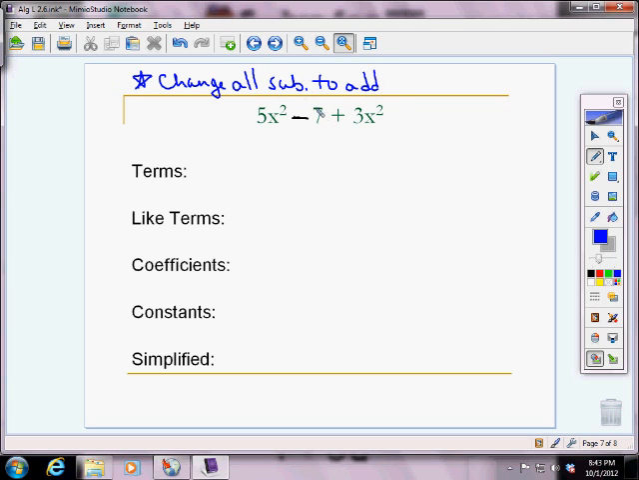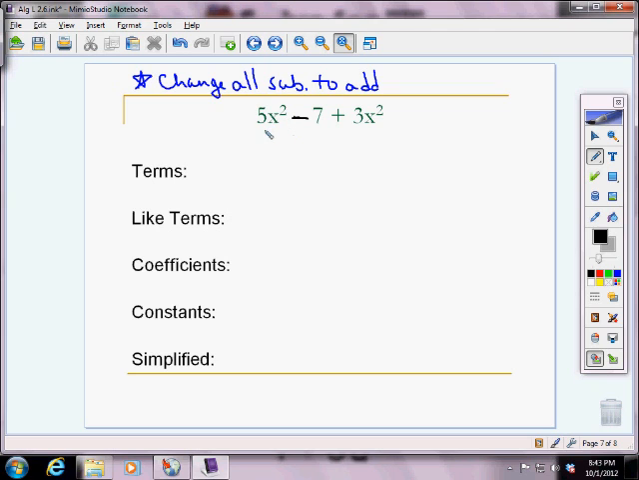That's the very first thing you must do. Otherwise, you could go through a whole problem and do everything right, but if you don't change subtraction to addition, you're going to get the wrong answer. Fortunately, changing subtraction to addition isn't hard to do. Keep, change, change. Or subtracting is the same thing as adding the opposite.